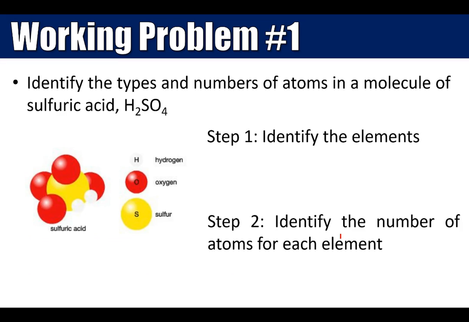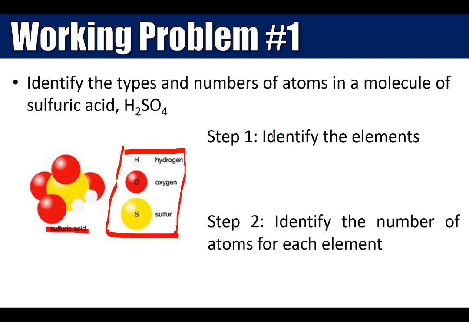All right, so we're working problem number 1. So this is a diagram of a sulfuric acid. It has the formula of H2SO4. And of course, by seeing these color codes over here, you will know that the white balls will represent the hydrogen, the red balls represent the oxygen, and the yellow ones represent sulfur.